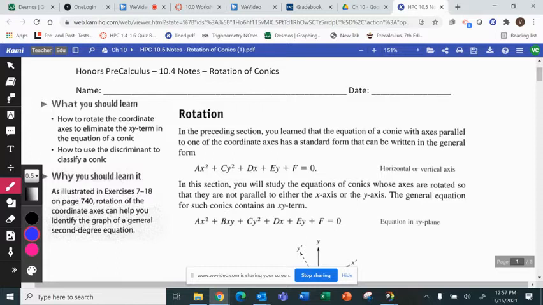So when we did things like complete the square in the previous equation, we could do that with the X's, putting the X's together. We could do that putting the Y's together. But now we can't do that because of this XY term.